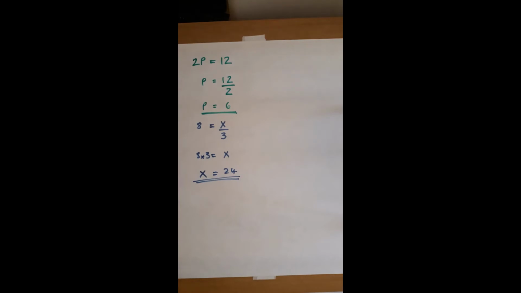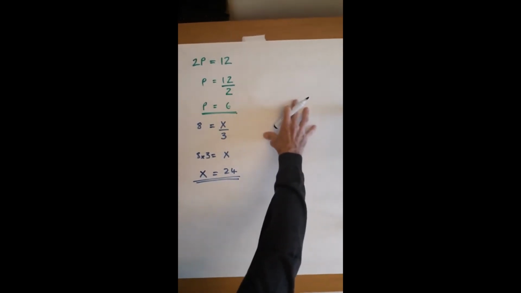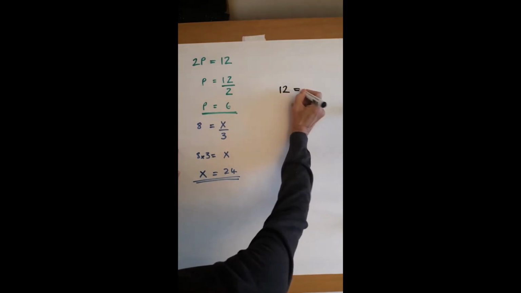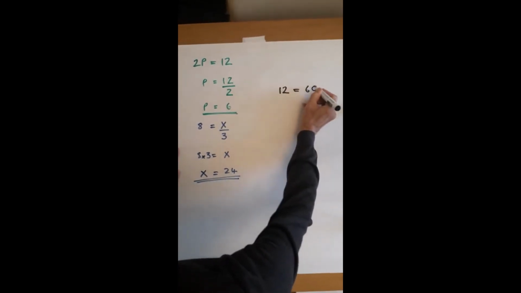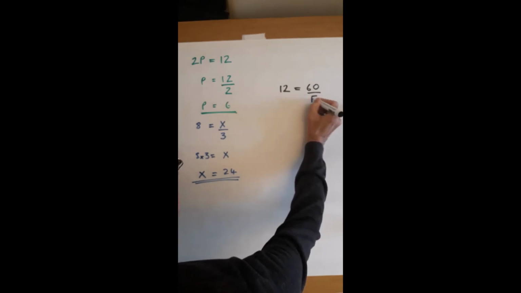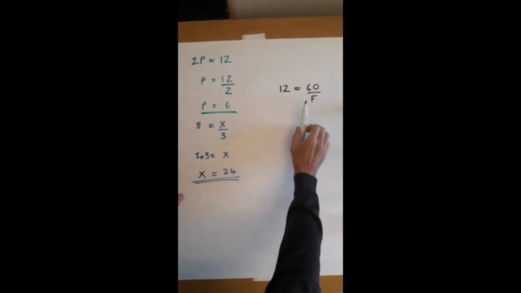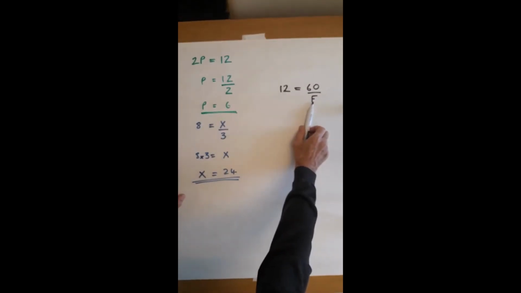Okay, let's do a different example. And I'll just move up to this part of the page for it. 12 equals 60 over f. So what makes this different is the subject that we need to find is on the bottom, and the same rules apply as previously. The thing you want to find must ultimately be on the top line. So this needs to be moved to the top.